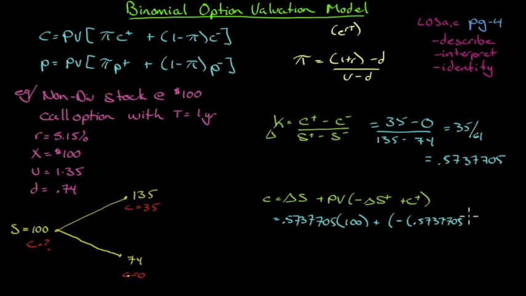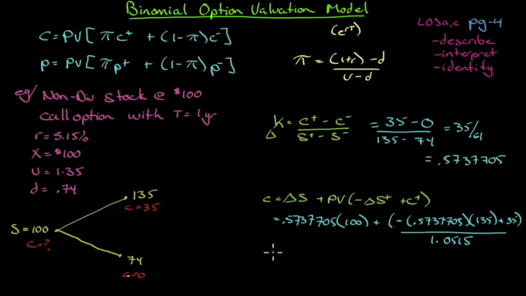0.5737705. Our S plus is 135, plus our C, which is 35. Keep that negative sign in there, right? And we're going to discount that by 1.0515. This is what it costs us. This is the value of the loan, so we have to add the loan payoff, which is the same as subtracting the value of the loan.